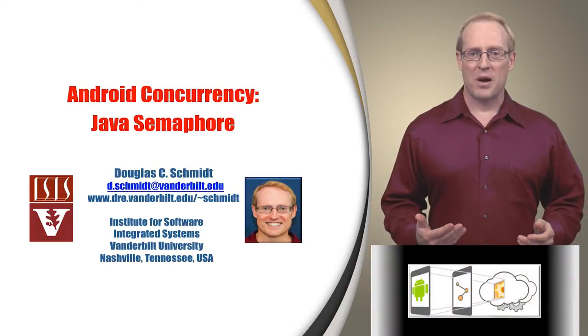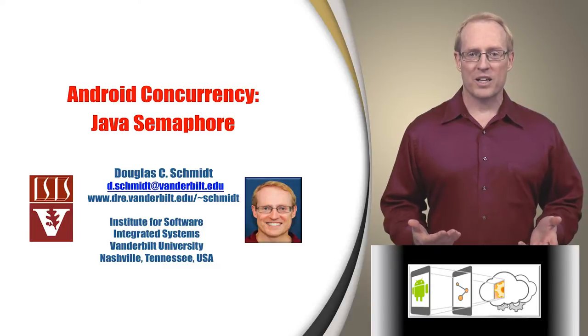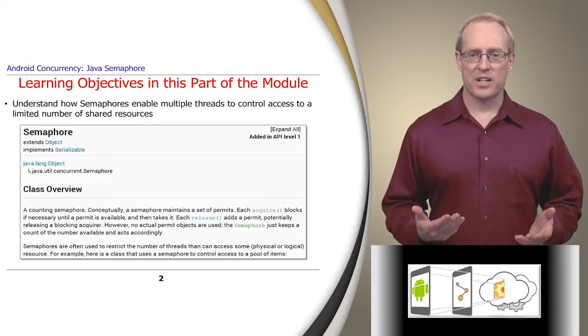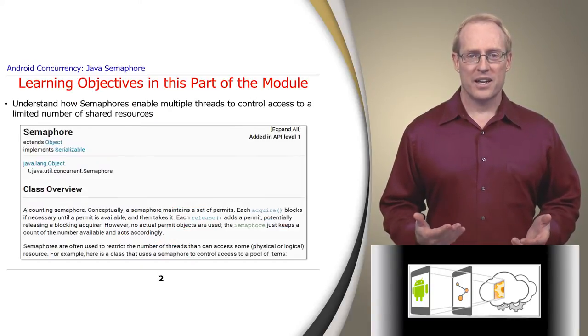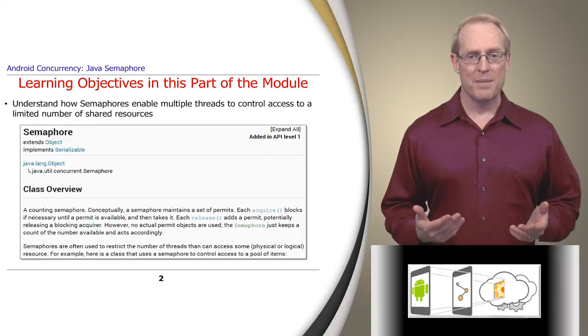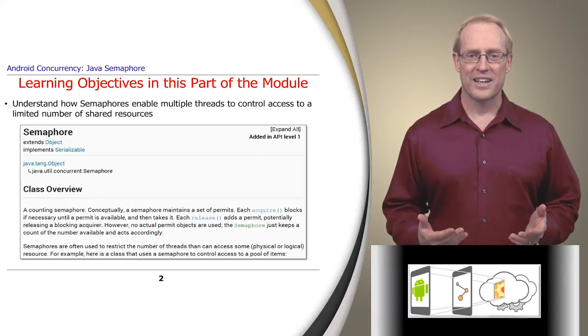Welcome to the next part of the module, which covers the Java Semaphore class. This part provides a conceptual overview of semaphores, explains how the Java Semaphore class implements these concepts to enable multiple threads to control access to a limited number of shared resources, and shows how semaphores are applied in Android.